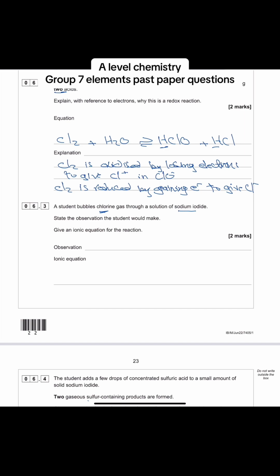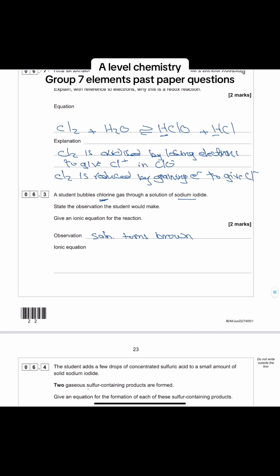State the observation. So the observation: sodium iodide itself is a colorless solution. And when you add chlorine to it, then iodine will be formed and iodine will turn the solution brown. So the solution turns brown. So this is the observation. This is due to the formation of the iodine. Give an ionic equation for this reaction. So this is chlorine reacts with the iodide. This is just the ionic equation that will give us two chloride ions and the iodine.